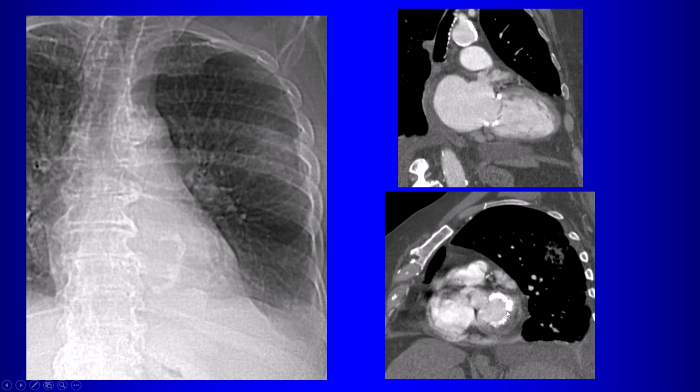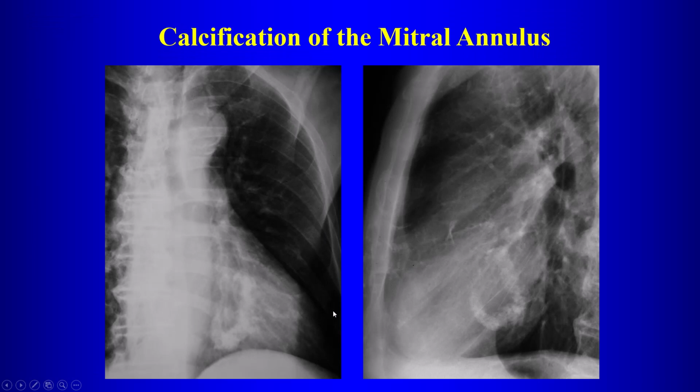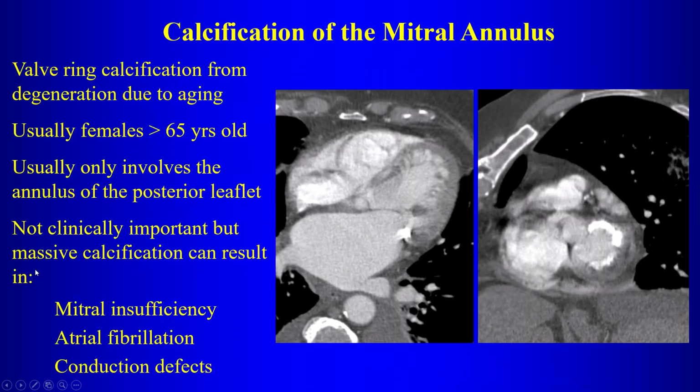Here's a short axis view through the mitral valve annulus showing you that C-shaped calcification of the fibrous ring. So this is not the valve itself, but the fibrous insertion of the valve there that becomes calcified. And so on radiography, we can see this as an O-shaped or C-shaped, reverse C-shaped calcification on chest radiograph. And this type of calcification occurs from degeneration due to aging.